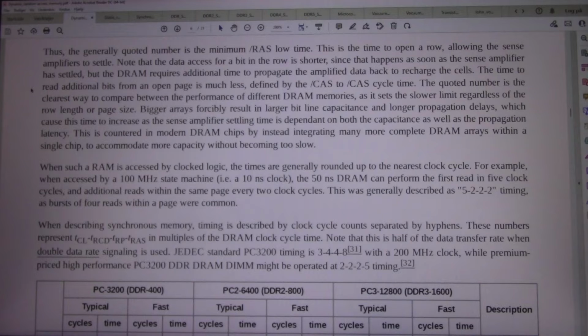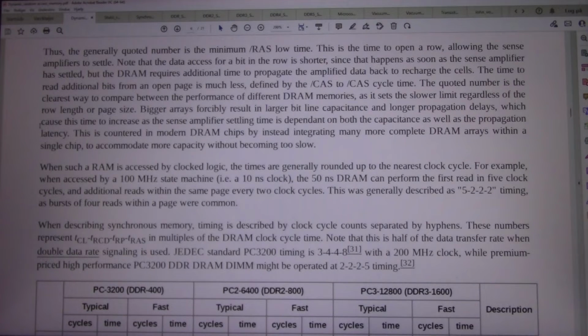The time to read additional bits from an open page is much less, defined by the /CAS to /CAS cycle time. The quoted number is the clearest way to compare the performance of different DRAM memories, as it sets the slower limit regardless of the row length or page size. Bigger arrays forcibly result in larger bit line capacitance and longer propagation delays, which cause this time to increase, as the sense amplifier settling time is dependent on both the capacitance as well as the propagation latency.